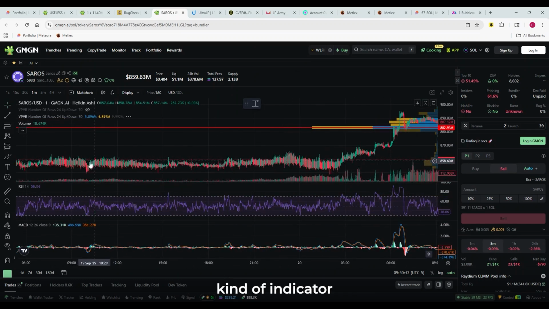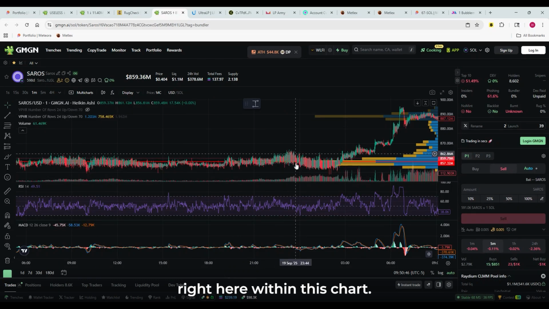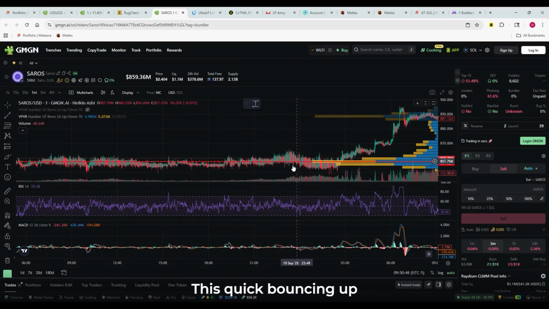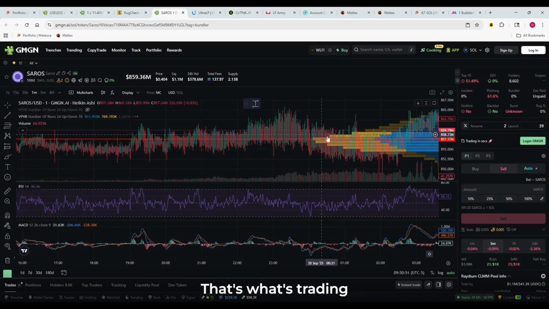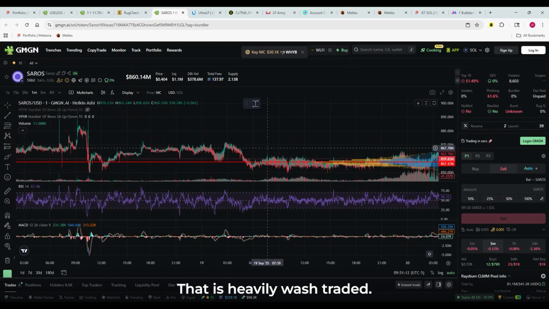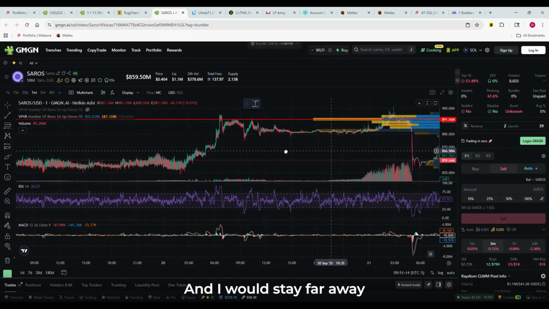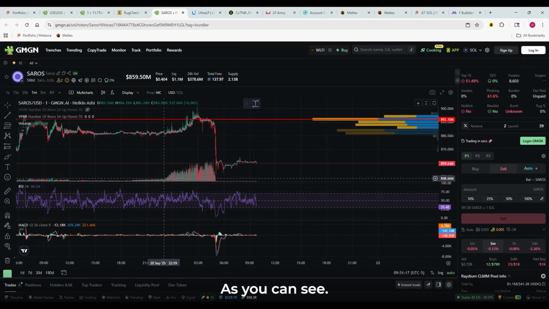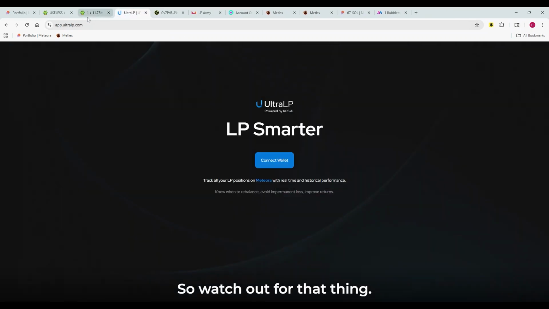Here's another kind of indicator that you'll see right here within this chart. This quick bouncing up and down, up and down, up and down. That's wash trading. Now, if you look at a USDC, USDT chart, you'll see the exact same thing. That's not wash trading. That's just the token. Those two are worth about $1, so they stay within that range. That's how it is. But this is some other token that is heavily wash traded, and I would stay far away from that one. As you can see, they ramped it up and then it rugged. So watch out for that thing. Don't go into those.